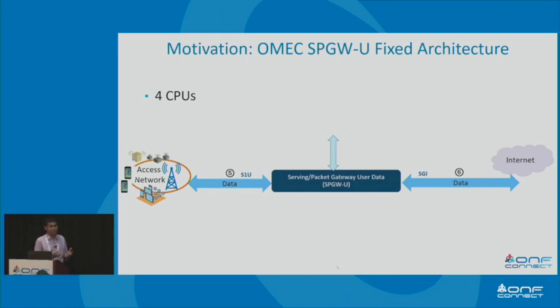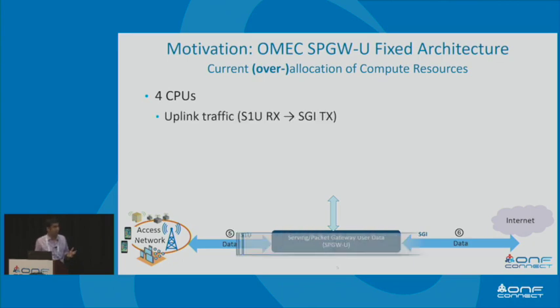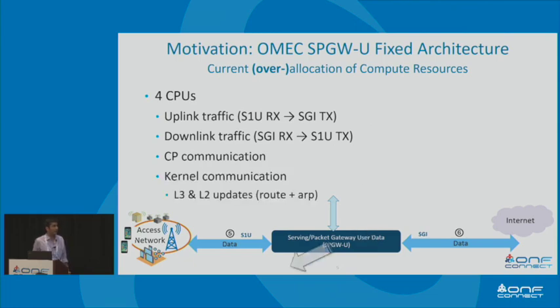One motivating example as to why this looks a bit too fixed is that if you look at the source code of the SP Gateway user plane, you quickly realize that we need 4 CPUs to run it. One core is used to handle uplink traffic, and another core is used to handle downlink traffic. Then there are 2 extra cores: one to handle CP communication coming from SP Gateway Cs, and the other to handle kernel communication, from where we can get ARP updates and route updates.